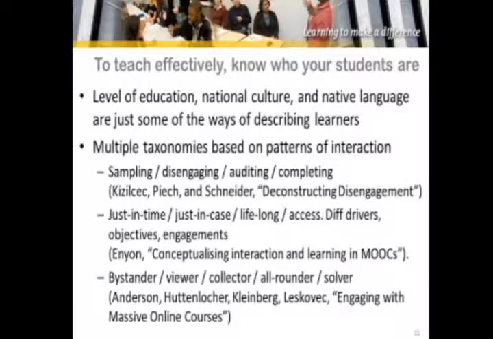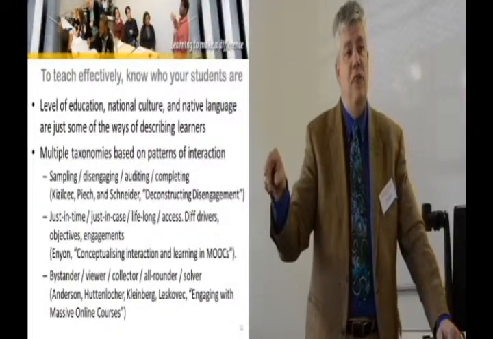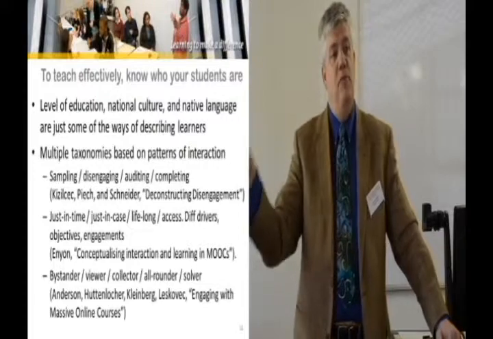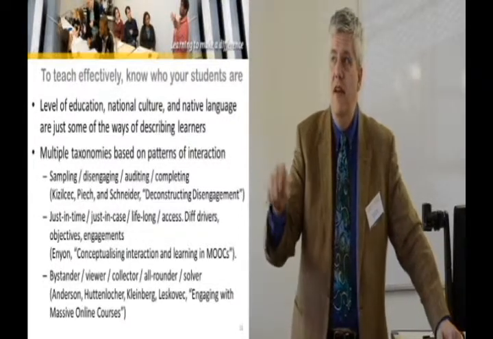Some of the ways we describe learners, right, are their level of education. I just talked about national culture, which again will come in, native language. But there are also a variety of taxonomies based on the ways that students interact with these courses. And they actually have quite a bit of overlap, describing essentially how engaged students are. So students who sample, students who are disengaged completely, students who audit, and students who complete is one way they've been described.